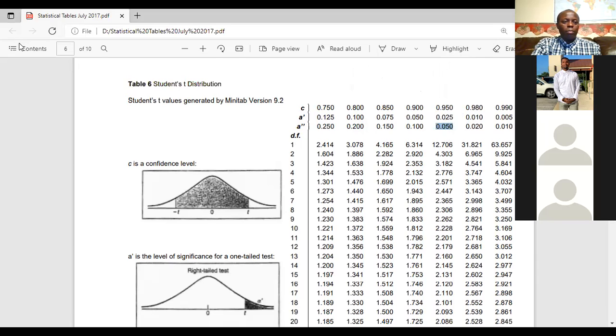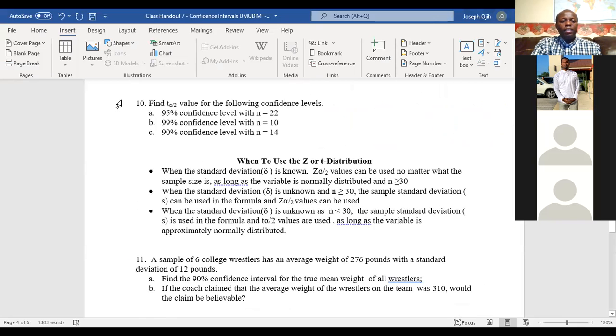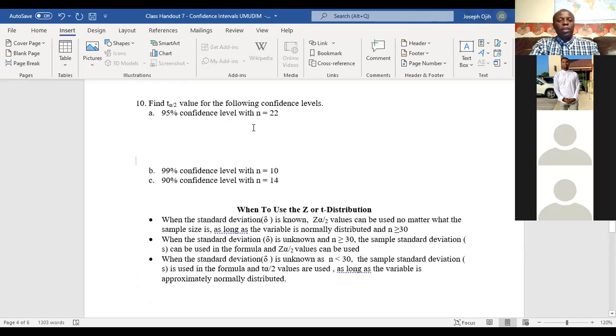Now let us see how to use this table to do two examples. The first one, number 10, says find t alpha over 2 values. Remember, we normally use Z because we are using the Z table. Now we are using the T distribution table, so we are going to be using t alpha over 2. Find t alpha over 2 for the following confidence levels. The first one is 95% confidence level with n equals 22. The first thing you do is to find your degrees of freedom.